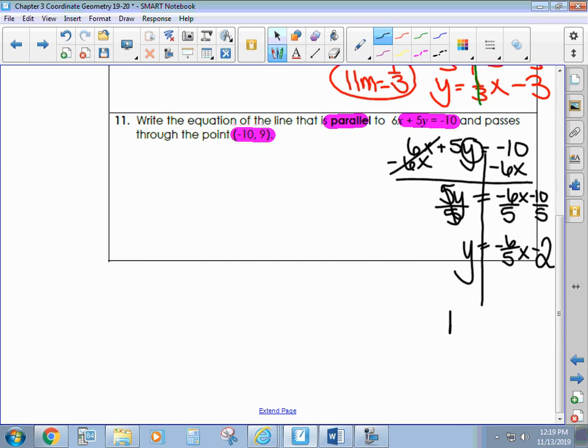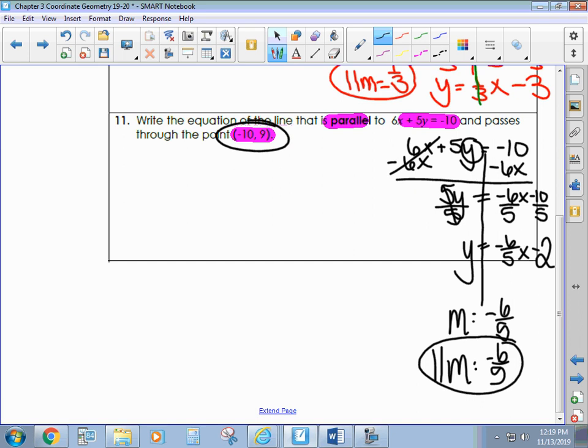Do you know the slope of this line? Negative 6 over 5. Do you know the slope of a line parallel to it? Okay, do you know now your new slope and your point? Good. Write your equation in point-slope form.